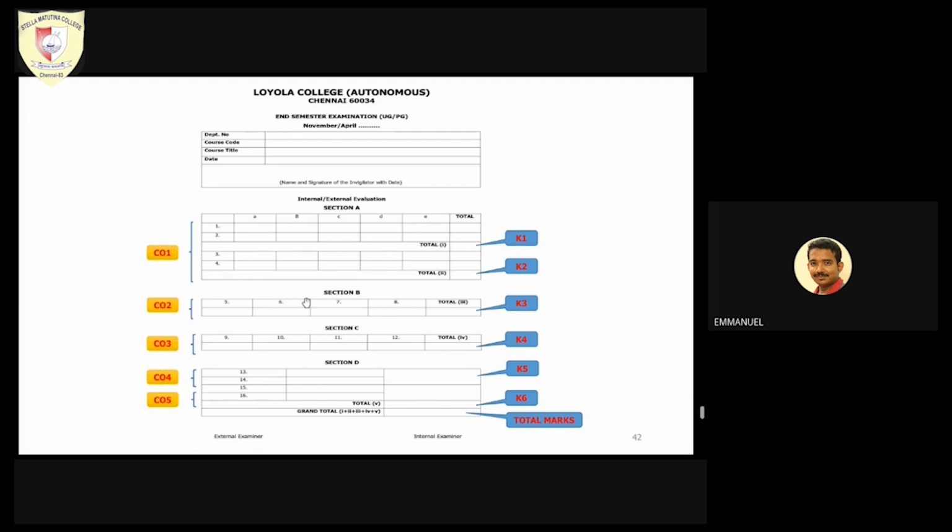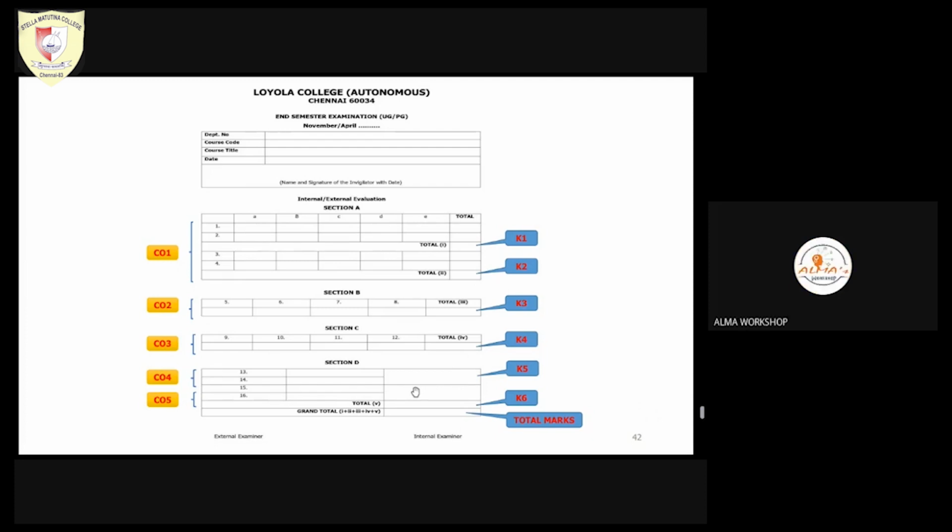Similarly, proceeding, section B corresponds to K3 level. These marks correspond to K4 level under section C, and these marks correspond to section D. This first grid is for K5 level, because section D comprises 2 questions under CO4 and 2 questions under CO5. So adding, yes, ma'am.